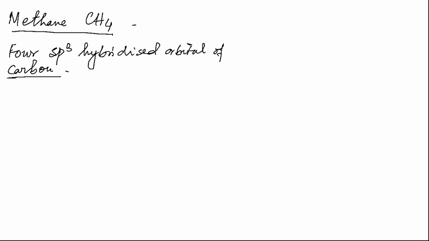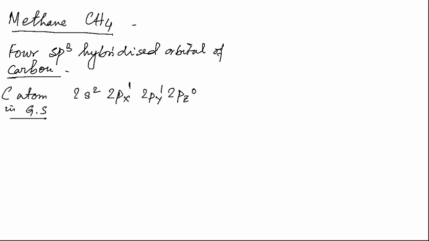So we can say that the carbon atom in ground state can be represented like this: 2s2, 2px1, 2py1 and 2pz0. So if I am drawing a box model diagram, it will be represented as such.